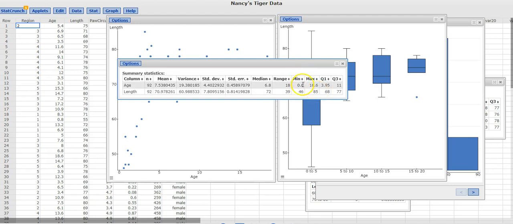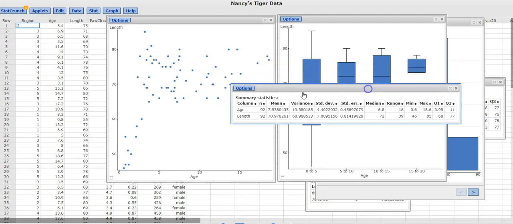From this, I can probably make an assumption that these younger tigers are the ones with the shorter lengths. And that's again something I could tie back to my scatter plot. When I see these points over here, those would be the ones that are coming out in this minimum age and minimum length. So that's a really good thing to do.